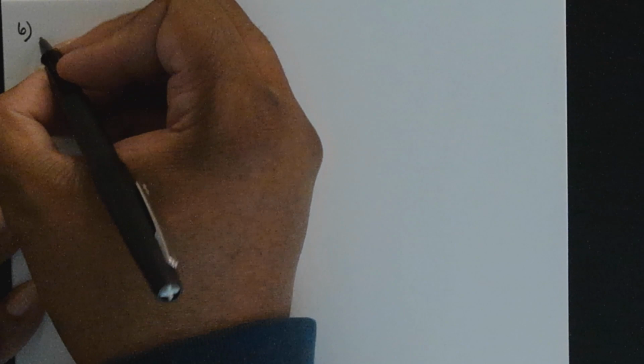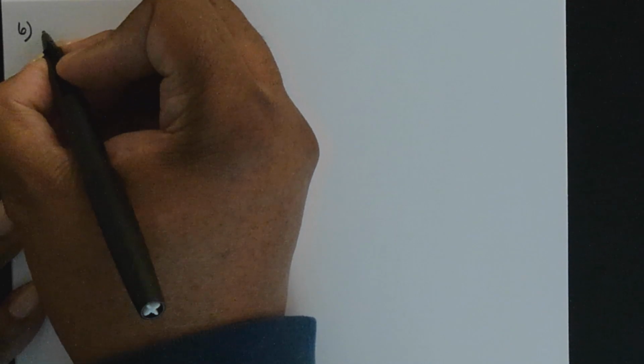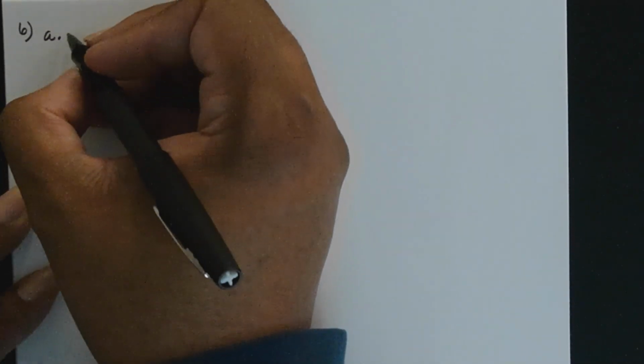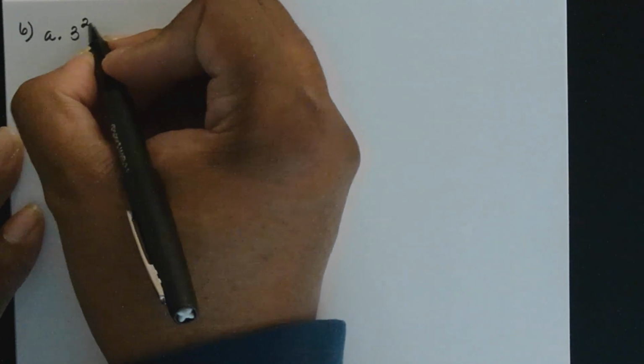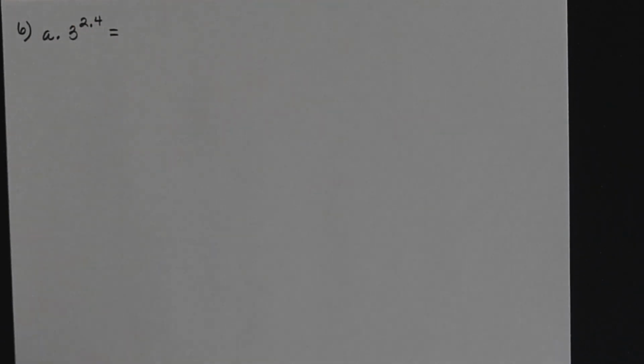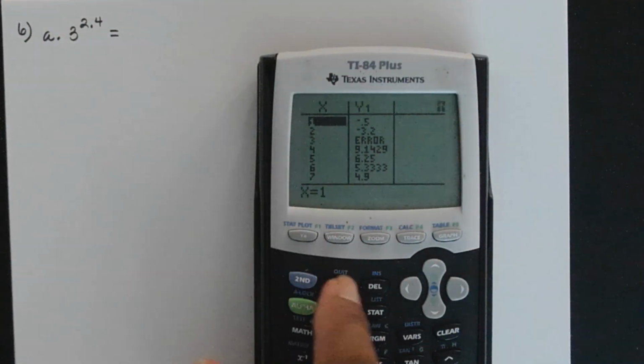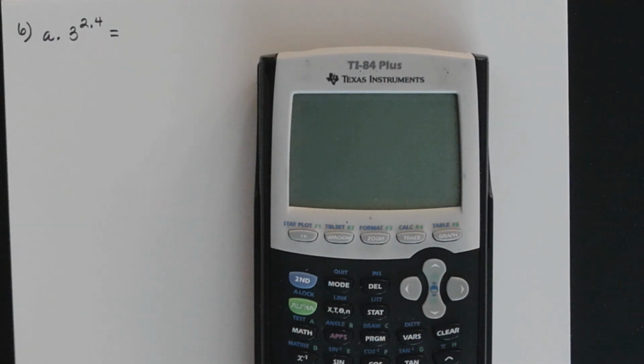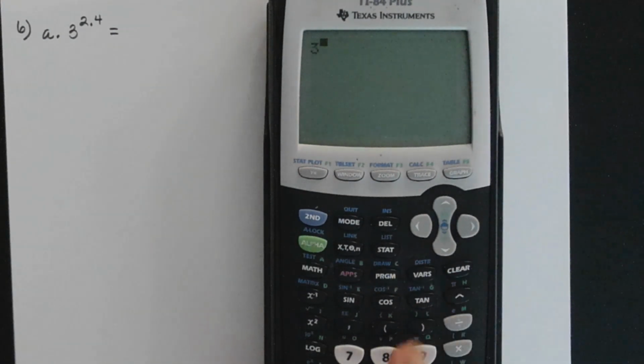This one is an exponential function in number 6. You're going to approximate each number using a calculator, rounding your answers to 3 decimal places. So in part A of number 6, we have 3 raised to the 2.4 power. Let me do second and mode to quit. To enter that, you're going to type in the number 3, and then press your hat key, and then 2.4, and then press enter.